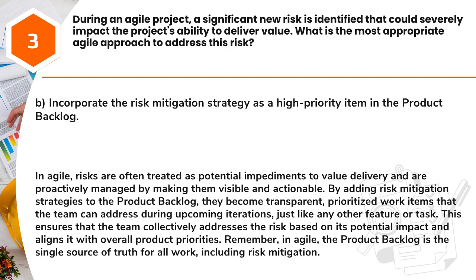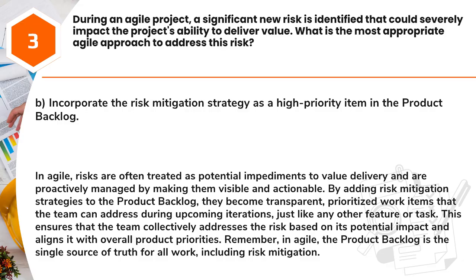Answer: B. Incorporate the risk mitigation strategy as a high-priority item in the product backlog. In Agile, risks are often treated as potential impediments to value delivery and are proactively managed by making them visible and actionable. By adding risk mitigation strategies to the product backlog, they become transparent, prioritized work items that the team can address during upcoming iterations, just like any other feature or task.